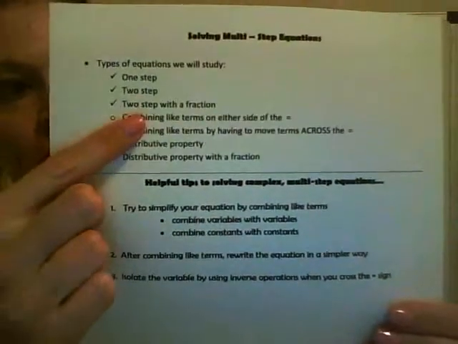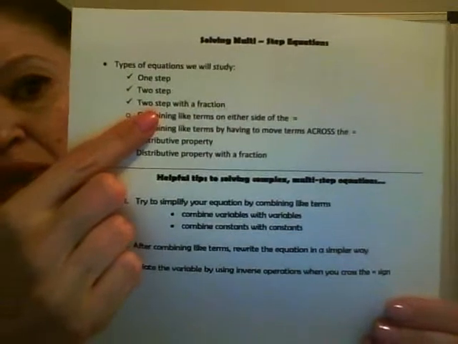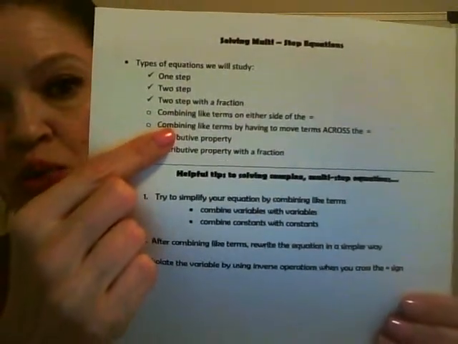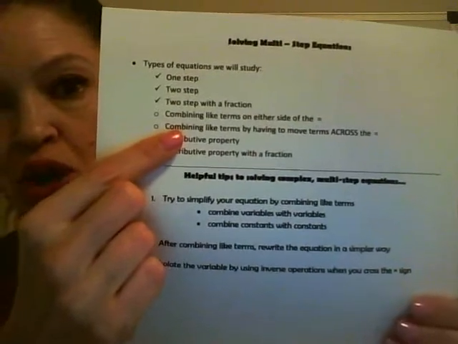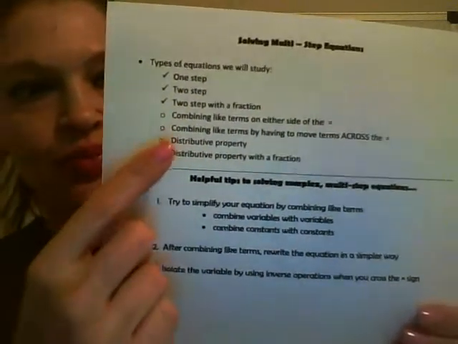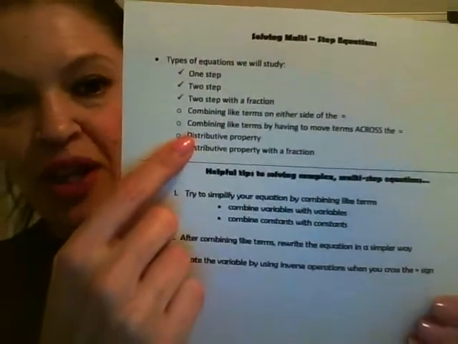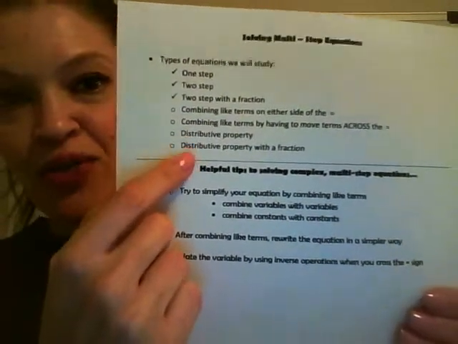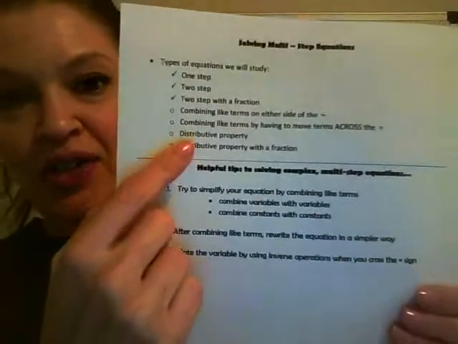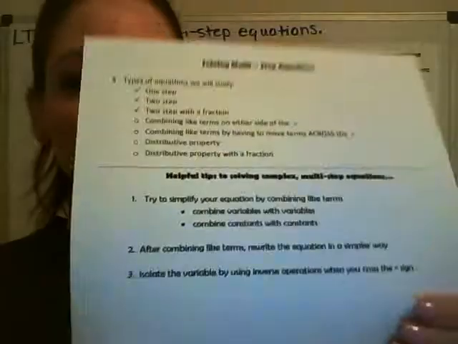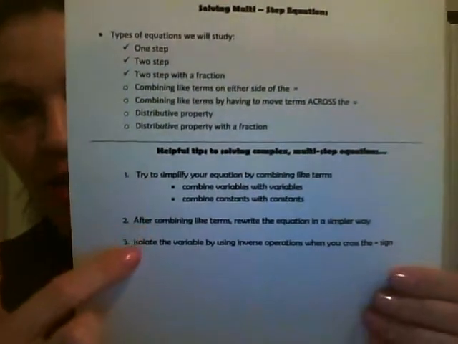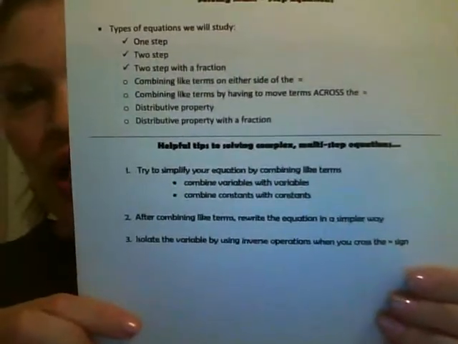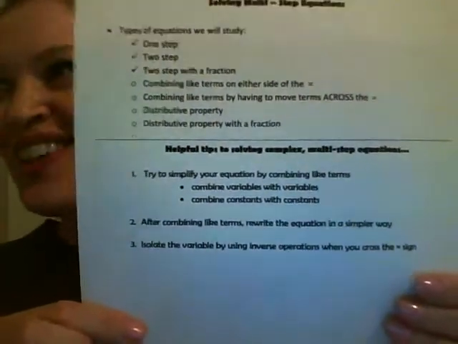We have combining like terms on either side of the equal sign, combining like terms by having to move terms across the equal sign, distributive property, and you know it, distributive property with a fraction. Gotta have the fractions. Okay, down here I typed out some helpful tips that will take us through being able to solve.